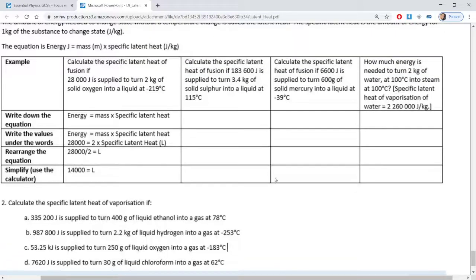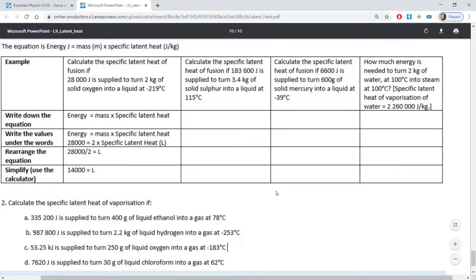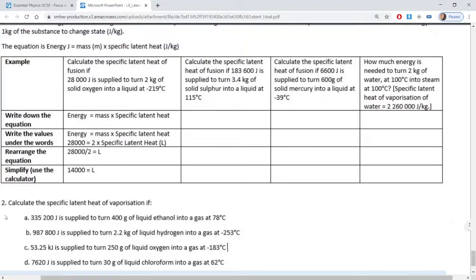So complete the table showing your working in each stage, and then complete these questions and remember to show your working, and then submit to show my homework.